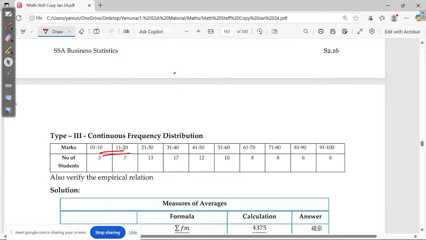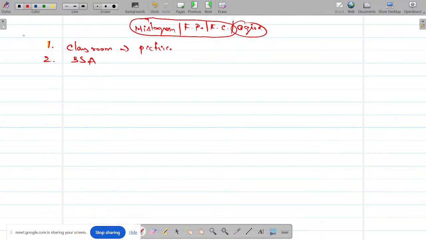Is it okay? So this is SSA problem. And the third one, the same SSA problem from page number 2.17. Can you help me out with the page number? This is 2.17. Okay. So finish these three problems and submit as an assignment.